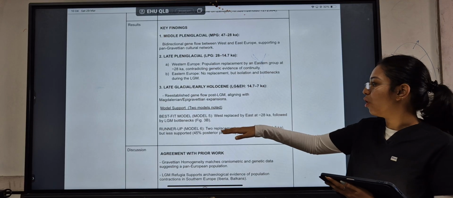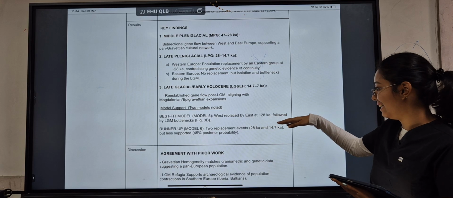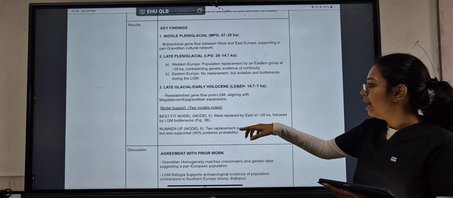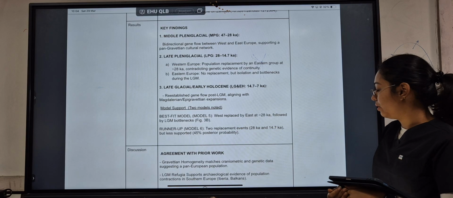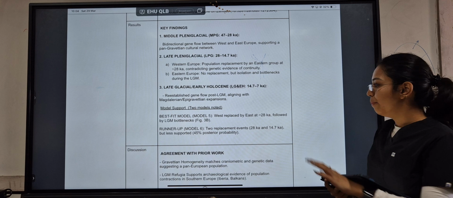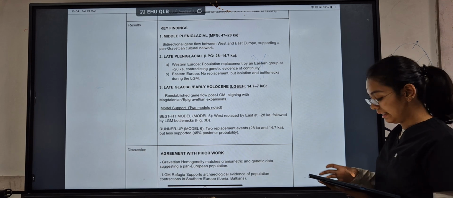The best fit model was model 5, which was seen in the West, which was replaced by the East at 24 Ka, followed by LGM and bottlenecks. And the runner-up model, with two replacement events at 28 Ka and 14.7 Ka, was less supported. It had 45% posterior probability.